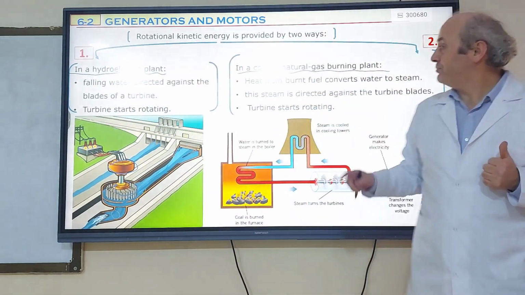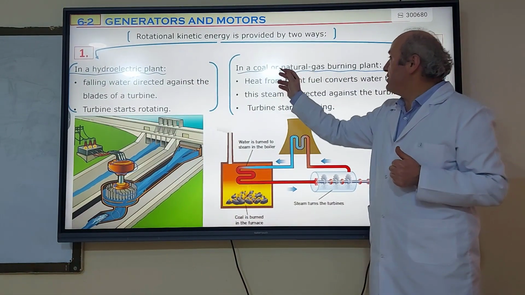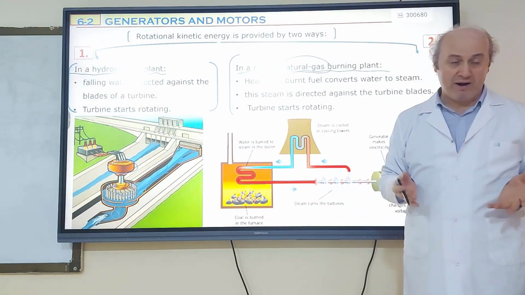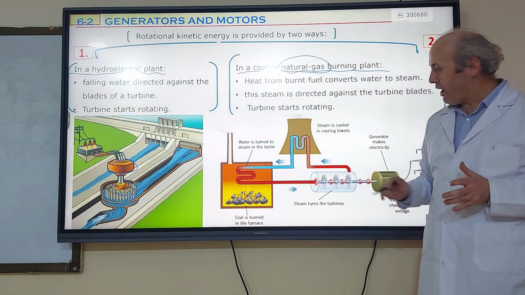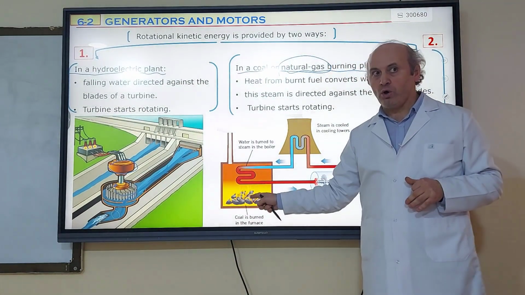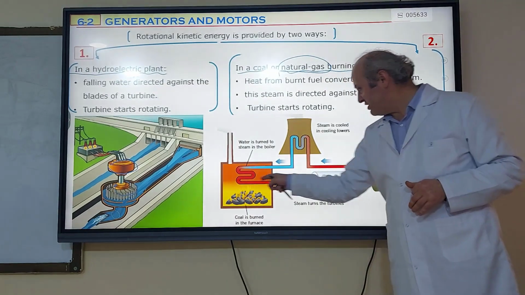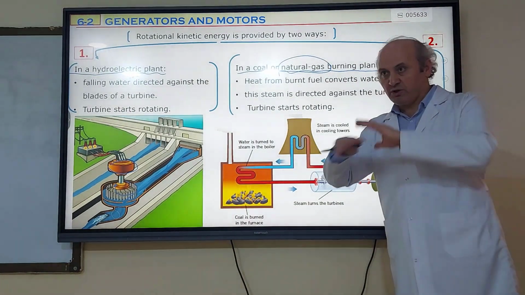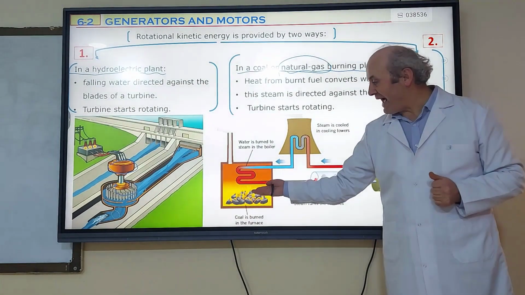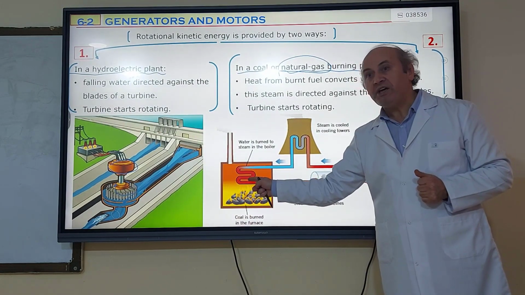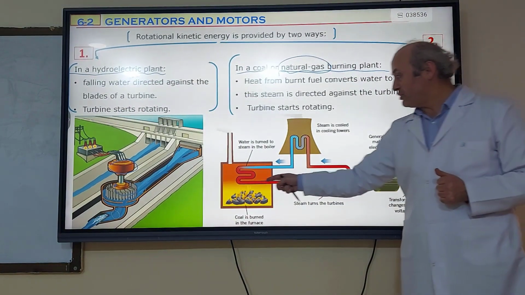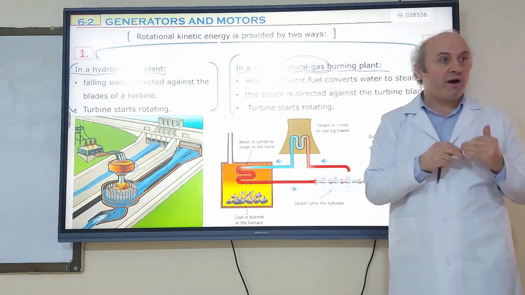The second one is that we can use a coal or natural gas burning plant. Natural gas is clean, coal is a little dirty and pollutes the environment, but natural gas is much cleaner. So how do we use the system? The system is like this. There is an oven, and you are going to burn the coal or natural gas. Inside this pipe there is some water, it is a closed circuit. In here we are going to burn the gas, and this burned gas will heat the water up and its temperature increases. Then it converts to steam, and from water it changes to steam.